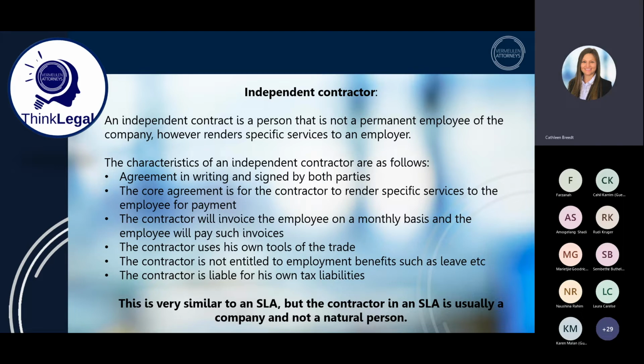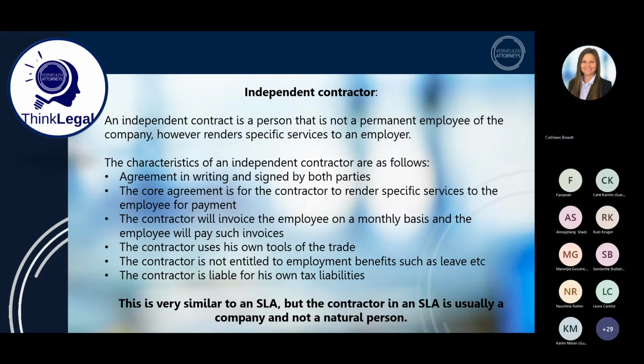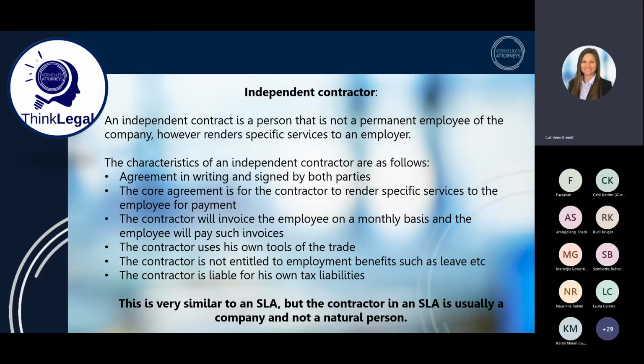The agreement must be in writing. It must be signed by both parties. The core agreement is for the contractor to render specific services to the company for payment. The contractor will invoice the employer on a monthly basis, and the employer will pay such invoices on a monthly basis.